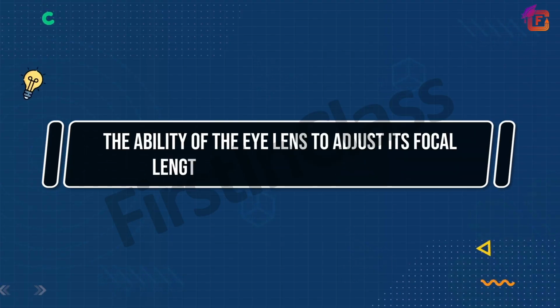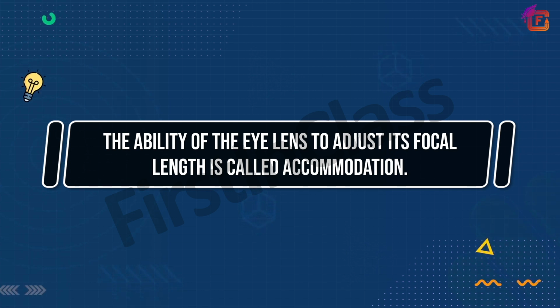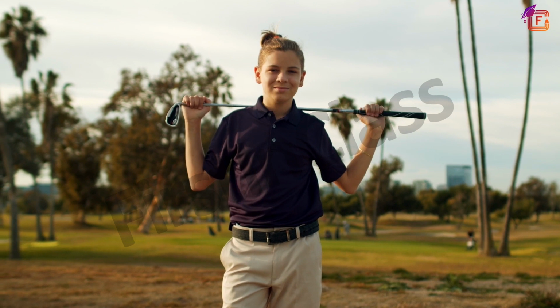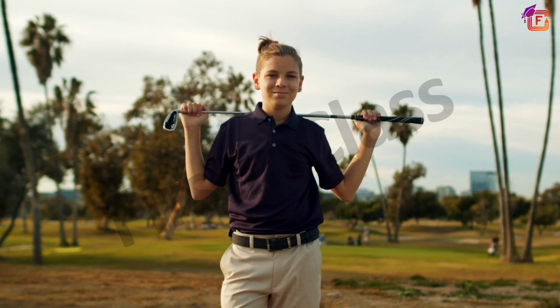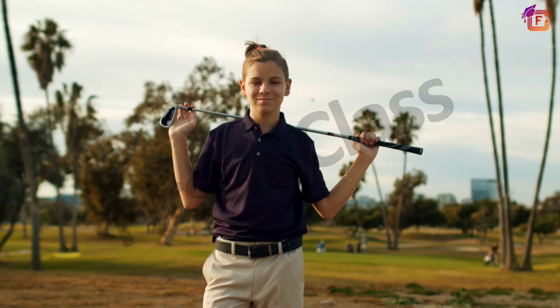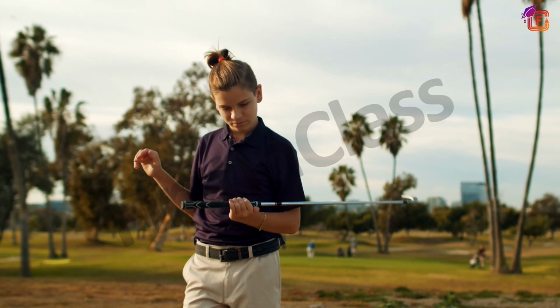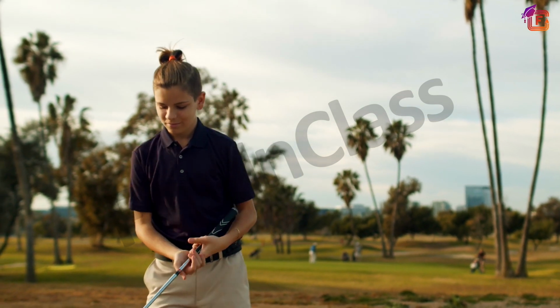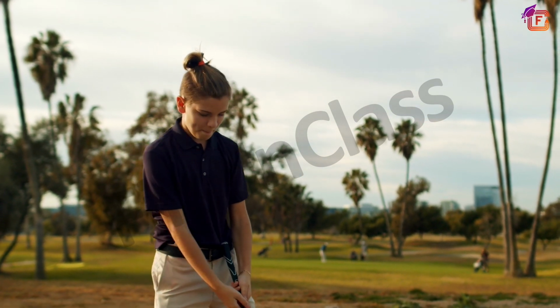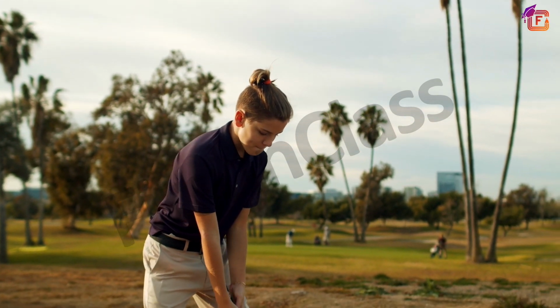The ability of the eye lens to adjust its focal length is called accommodation. For a young adult with normal vision, the farthest point up to which the eye can see objects clearly is called the far point of the eye, and it is infinity for a normal eye.